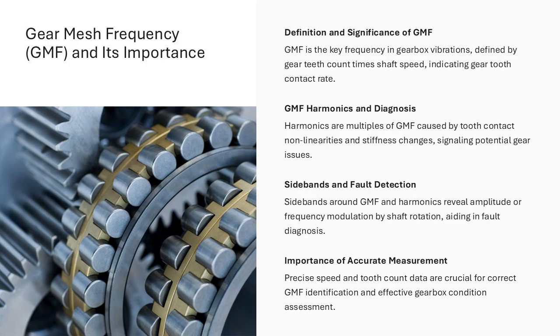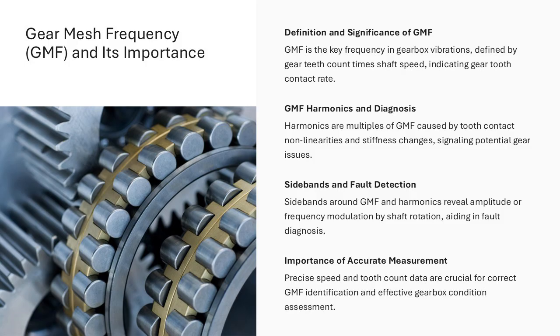The gear mesh frequency, GMF, is the dominant frequency component in gearbox vibration analysis and forms the foundation for most diagnostic interpretations. GMF is defined as the product of the number of gear teeth and the rotational speed of the gear shaft. Physically, it represents the rate at which gear teeth come into contact and transmit load. In a healthy gearbox operating under steady load, GMF typically appears as a stable, narrowband peak in the vibration spectrum.